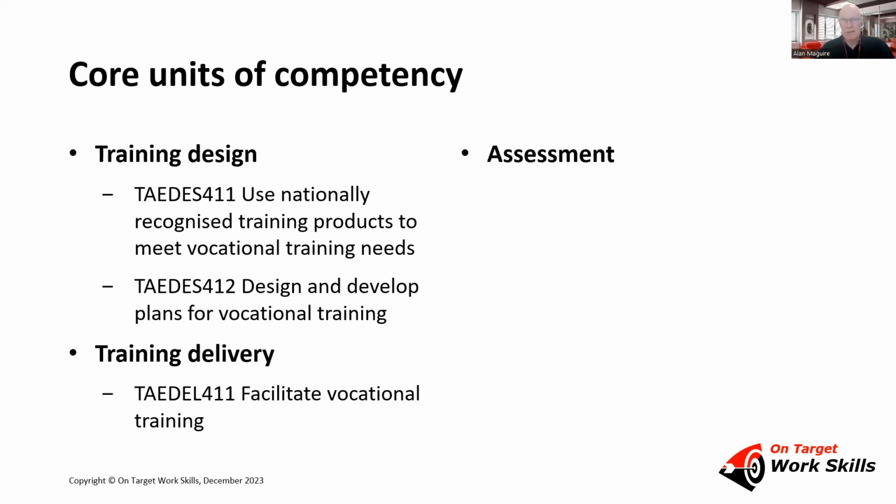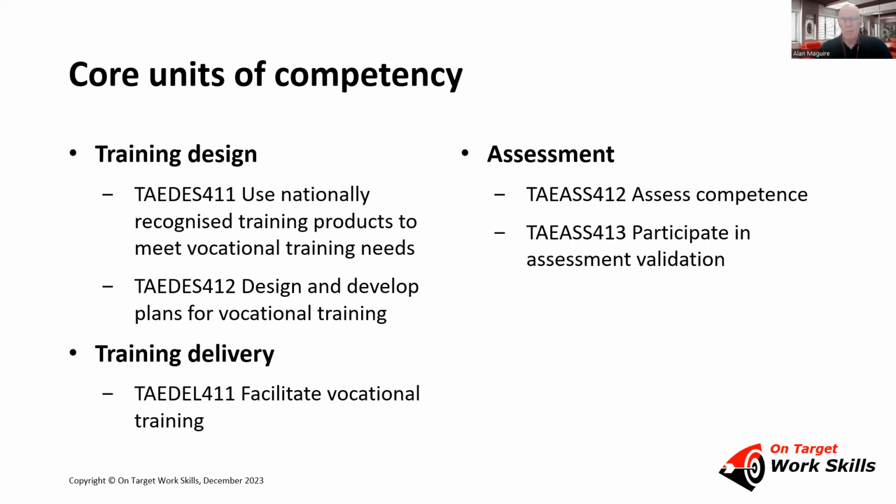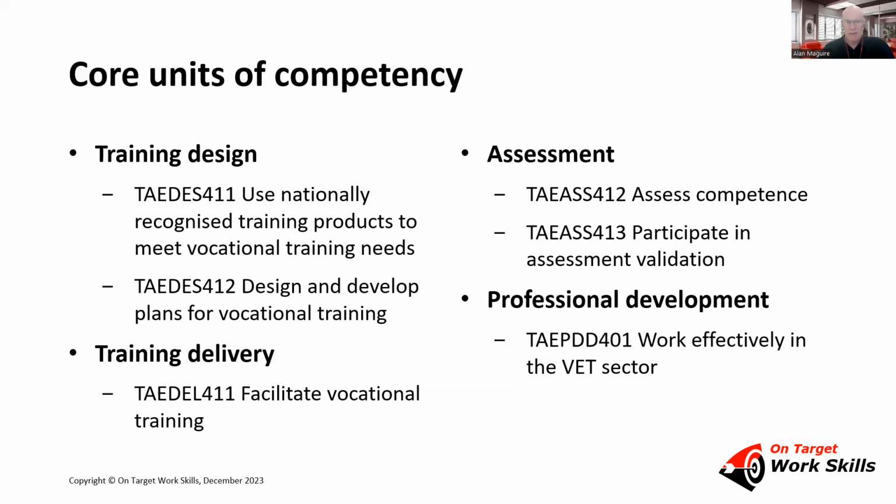There are 2 assessment units. The main assessment unit of conducting assessment is called Assess Competence, and the second unit relates to a role of participating in assessment validation. The 6th core unit for the qualification is around professional development. It's called Work Effectively in the VET Sector. Much of this unit is already covered in other units, but there's one thing that is completely different, and that's the development of a professional development plan. Now, they are the 6 core units.